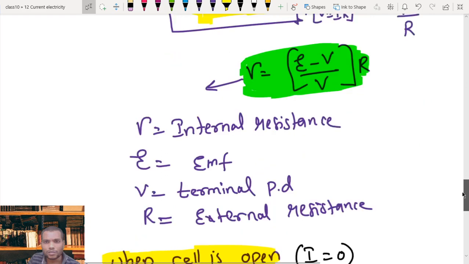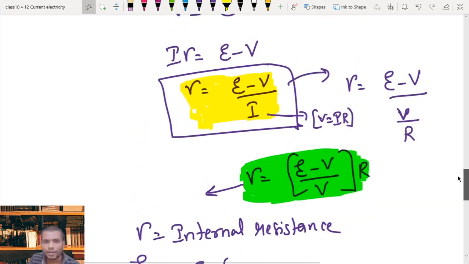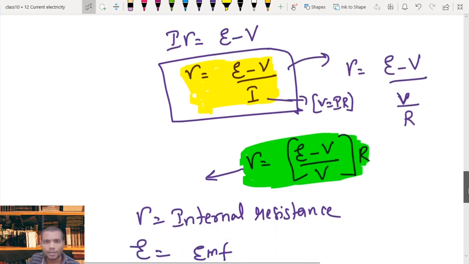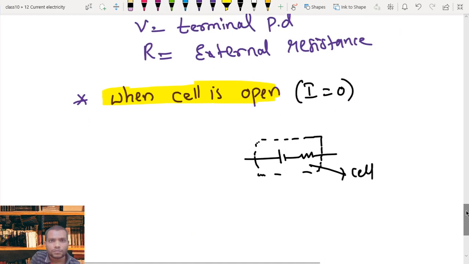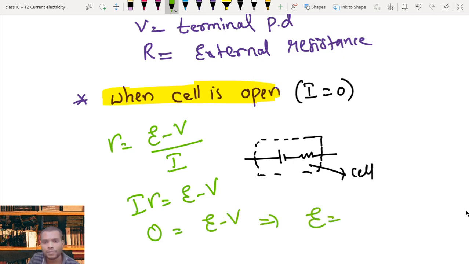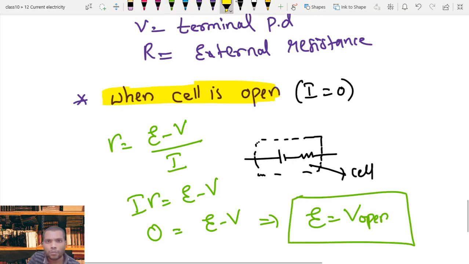So in that case, when the current equals 0, if we take the expression for the internal resistance, r equal to EMF minus terminal potential difference upon I, if you rewrite that, I times r equal to E minus V. Since I equal to 0, the left hand side becomes 0, it becomes EMF minus V, which also means EMF E equal to V. Here the V is nothing but the open circuit potential difference. So this is what we define as EMF.